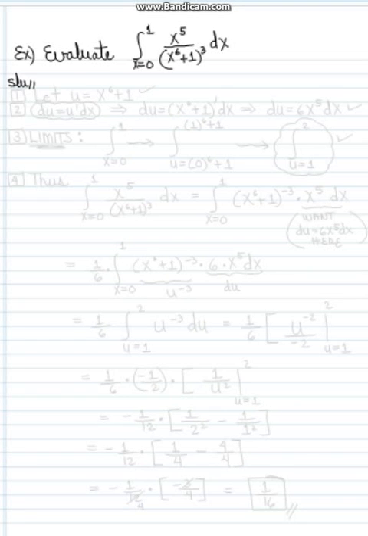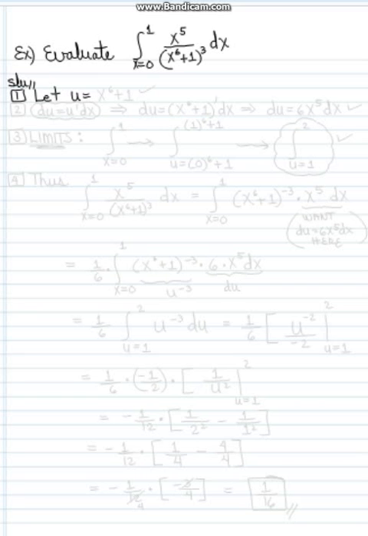Evaluate this definite integral from the lower limit x equals 0 to the upper limit x equals 1 of the function x to the fifth over (x to the 6 plus 1) quantity cubed dx. Let's just zip through this thing. Don't forget we have the new extra step.